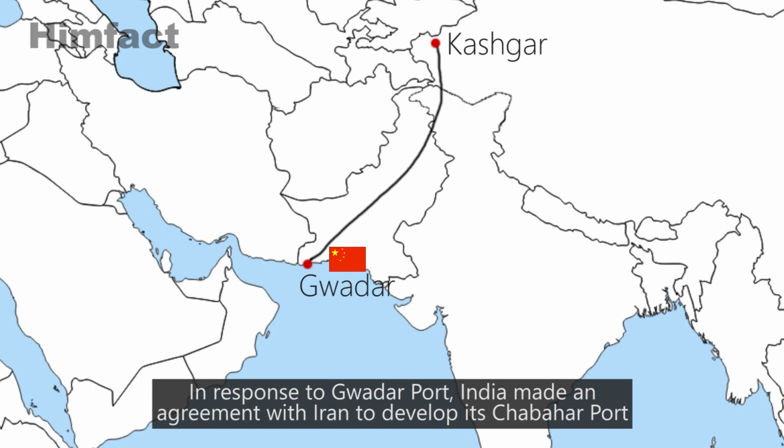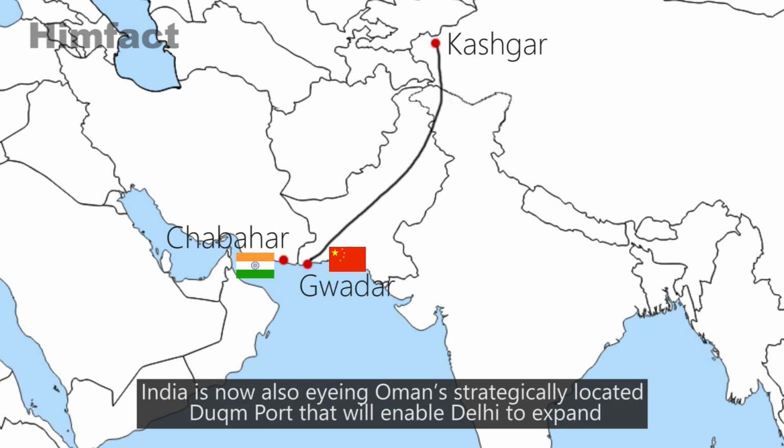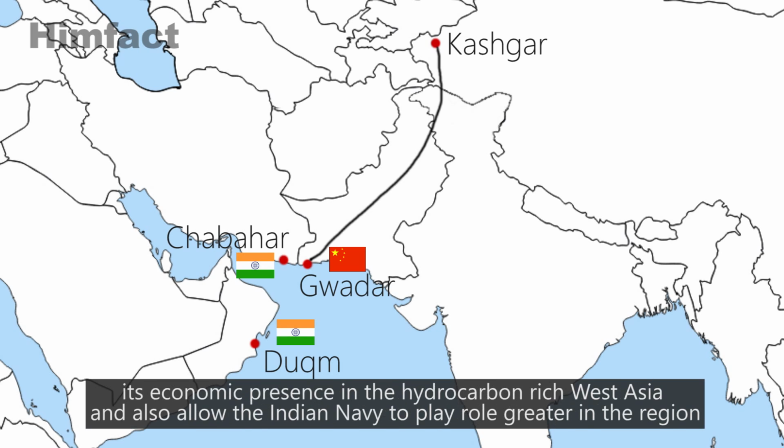In response to Gwadar port, India made an agreement with Iran to develop its Chabahar port, which will serve as India's gateway to Afghanistan and Central Asia. India is now also eyeing Oman's strategically located Duqm port that will enable New Delhi to expand its economic presence in the hydrocarbon-rich West Asia and also allow the Indian Navy to play a greater role in the region.